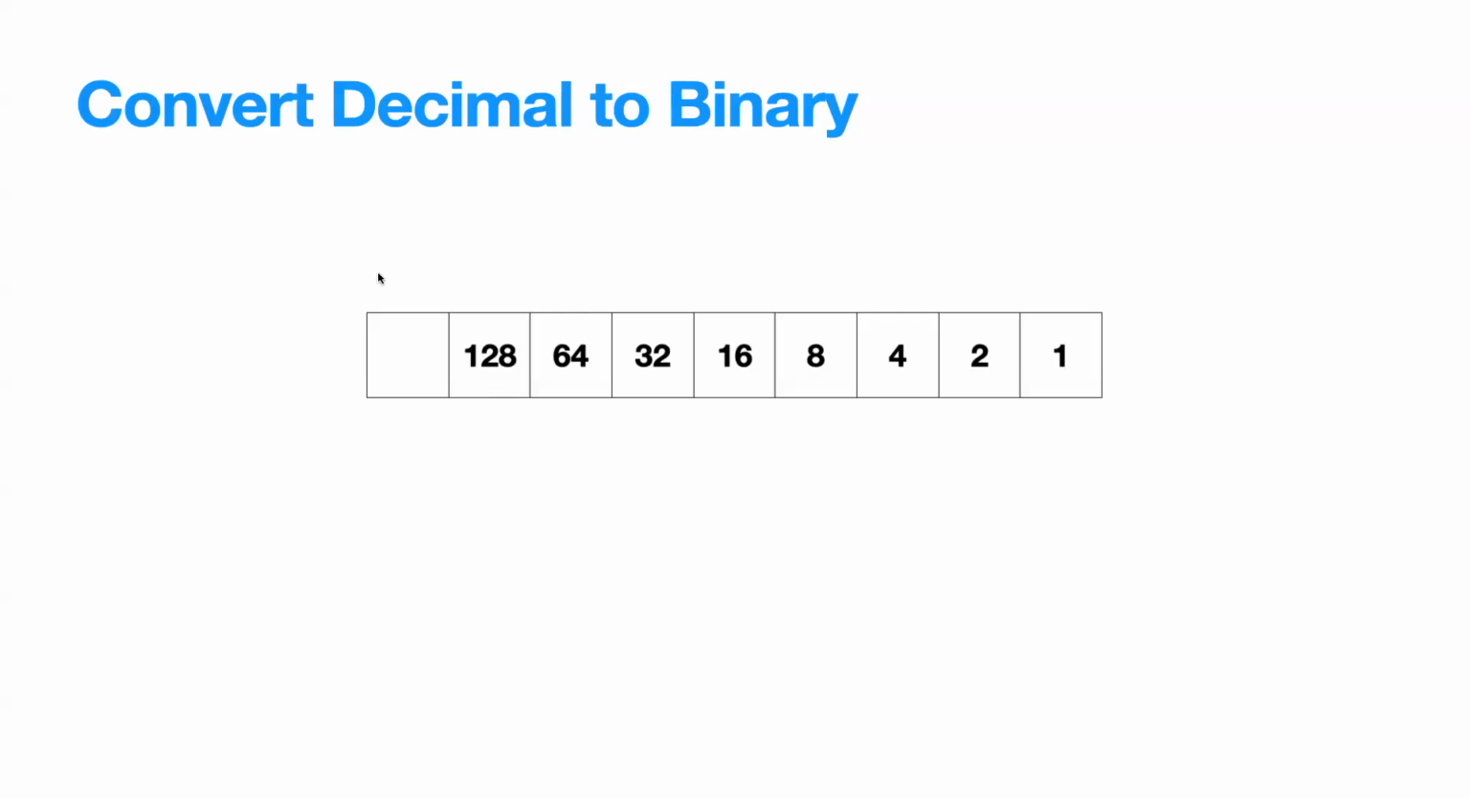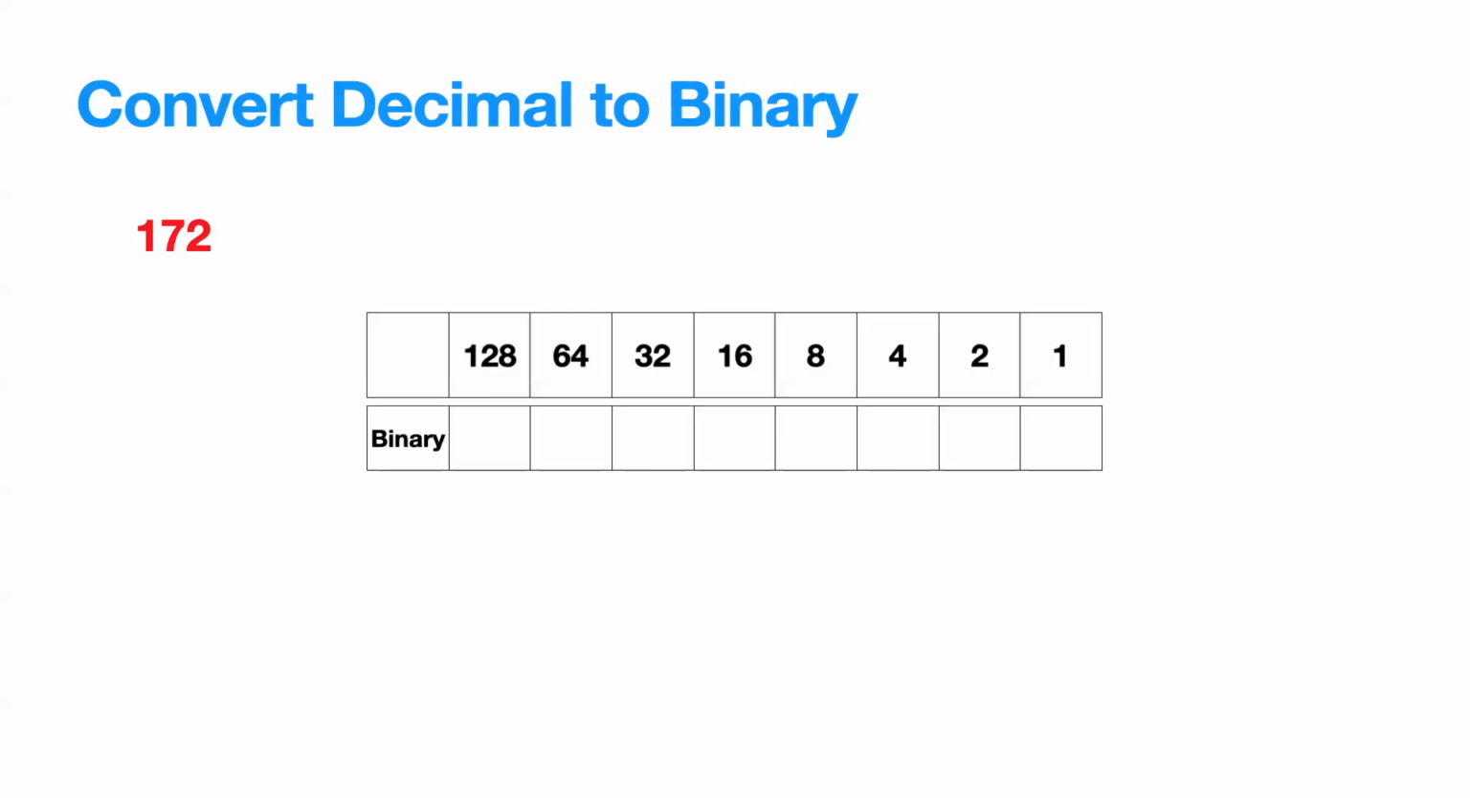We are going to use the same table for this. In this example, we are going to convert the decimal number 172 to binary. We have to start from the left side of the table, from the maximum value. When you compare the decimal value with the table value, if the decimal value is greater than or equal to the table value, we put 1 in the binary column. And if it is less than, then we put 0. Now let us start. Is 172 greater than or equal to 128? Yes. Then put 1 in the binary column.